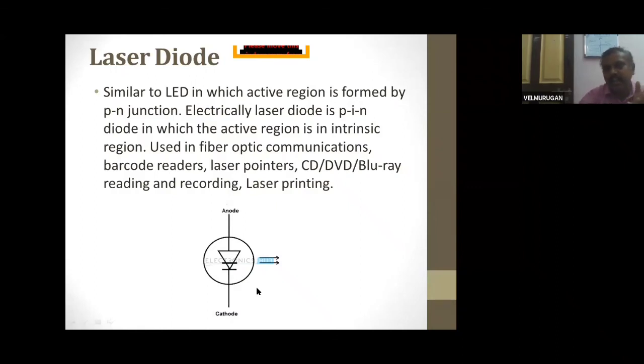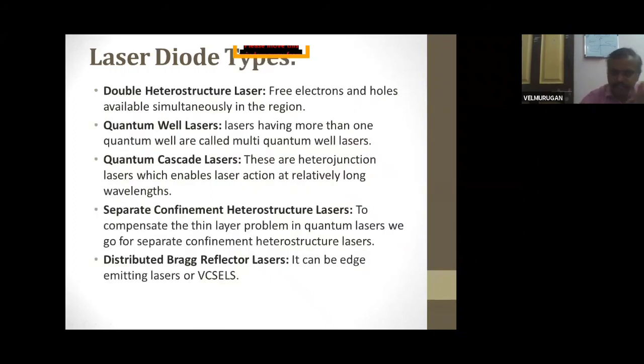In the next slide, we go to the types. It's a very important topic. There are different laser diode types. The first one is the double heterostructure laser, with free electrons.